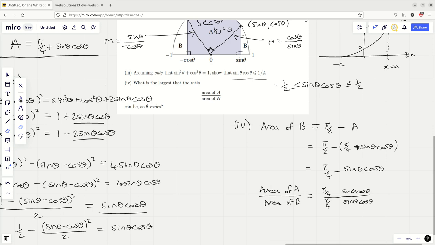Because if I want to maximize the top, I need to make the top as large as possible. And I've already discovered that the largest value that can take is a half. And so if I want to maximize this, I also want to minimize the size of the bottom as well. And that means I want to maximize how much I'm taking away. So it works both directions. So we've got pi over 4 plus a half over pi over 4 minus a half. Tidy that up a bit, times everything by 4, you get pi plus 2 over pi minus 2.